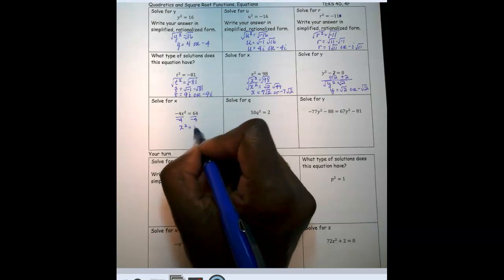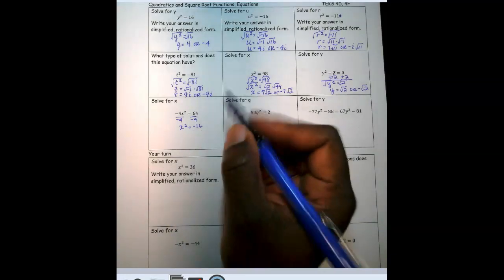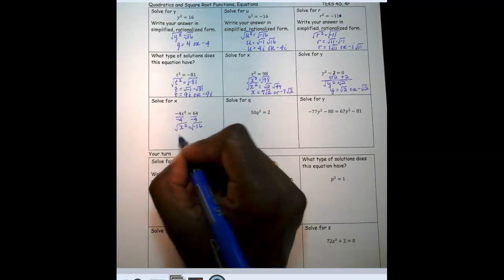Moving right along, we've got negative 4x squared equals 64. And again, we want x squared by itself. So first thing we're going to do is divide by negative 4. And then we've got x squared is equal to, well, 4 divided into 64 is 16. So therefore, negative 4 divided into 64 is negative 16. And we've seen something like this before, haven't we? Right here.